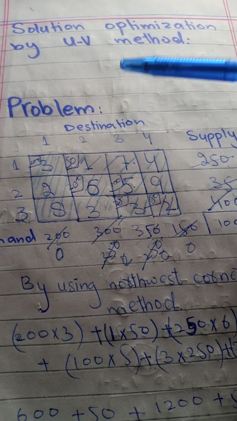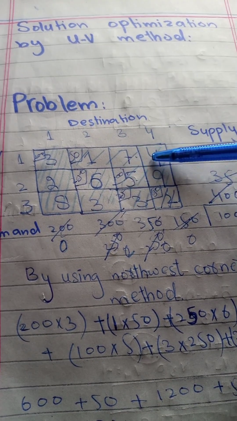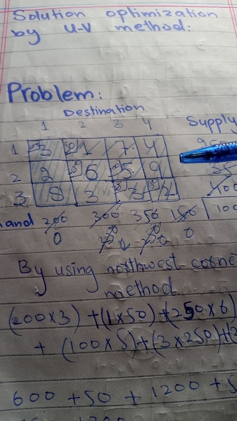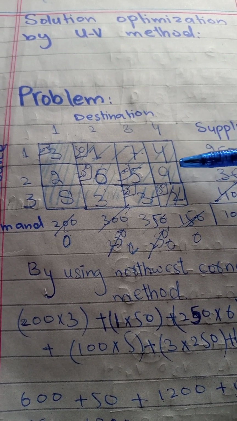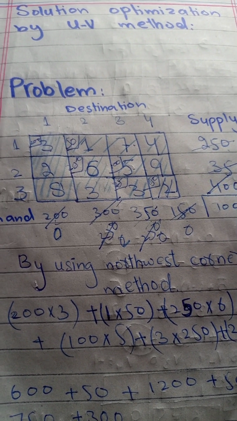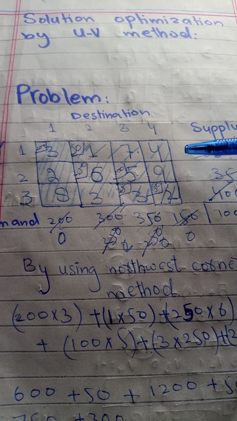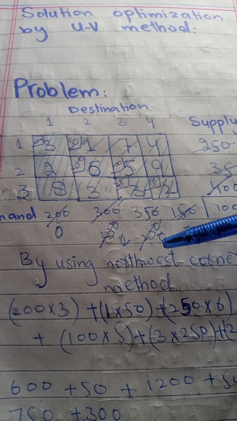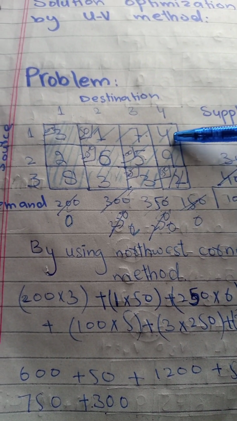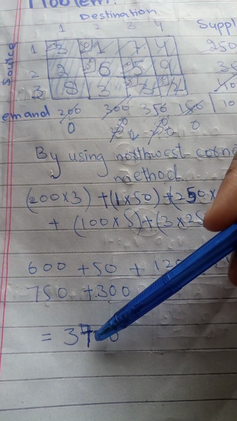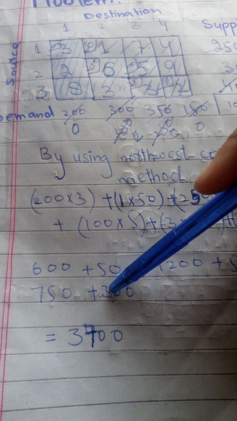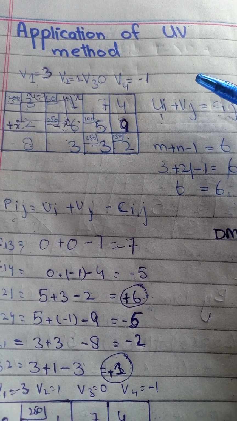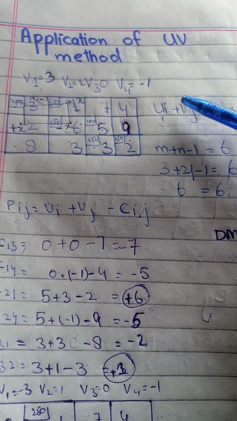First of all, we have a problem. This problem was balanced, so we do not need to add any dummy row or column to balance it. This is already balanced. So first of all, we will find the initial basic feasible solution. We find the initial basic feasible solution by using the northwest corner method. By using this direction, we have found this sum, which is 3700. Now we will optimize the solution. The solution can be optimized by the UV method.